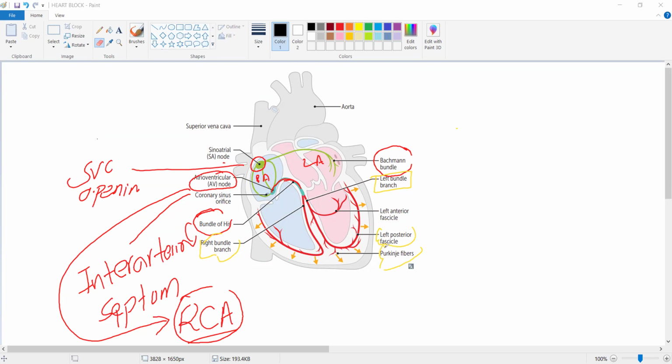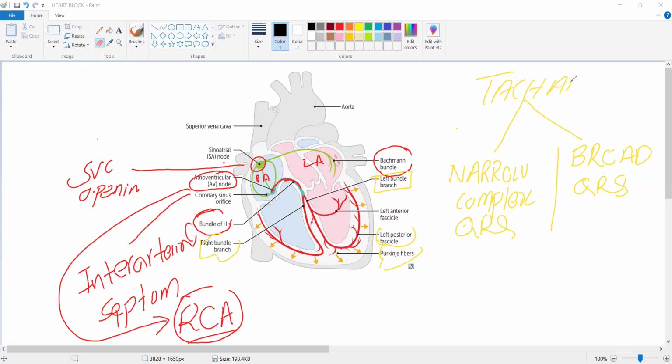So first we discuss a short bit about tachycardia, which we will discuss in detail tomorrow. But here is the important background. Tachycardias are generally divided into pathological tachycardias: narrow complex tachycardia and broad complex tachycardia. Complex means the QRS complex, narrow complex QRS and broad complex QRS. So these are tachyarrhythmias.